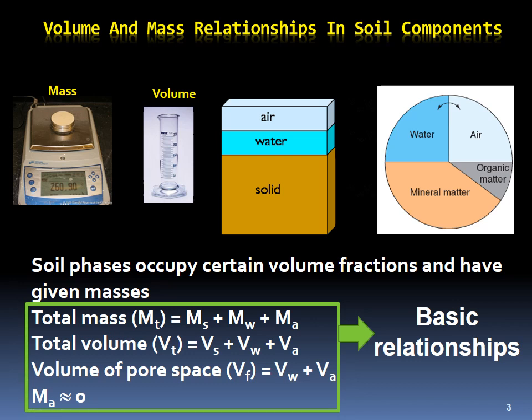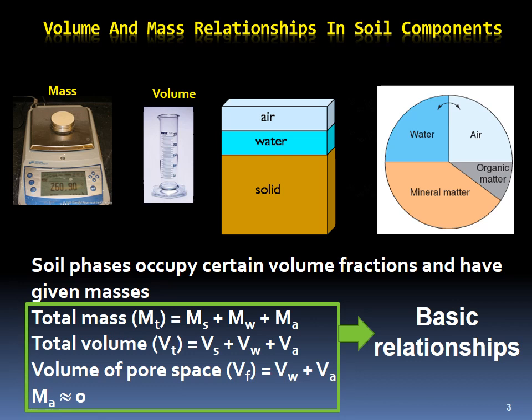Now, what if we want to quantify these three things? What can we do? Well, you can quantify them on a mass basis, by which you just weigh these components. Then the total mass of the soil will be the mass of the solids, ms, plus the mass of water, mw, plus the mass of air. And you would find that the mass of air is almost negligible, almost zero.